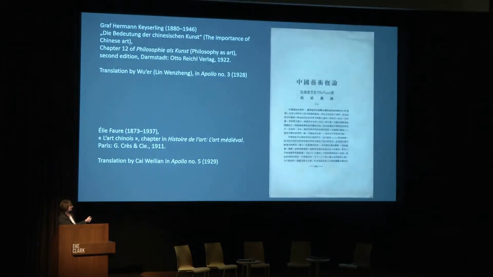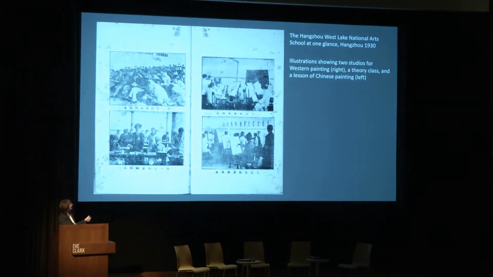So this is Western painting classes or oil painting classes, and they have two photographs of this and also of the design department and the sculpture department, and only one photograph of the art history class and the Chinese painting class, which is painted on tables.